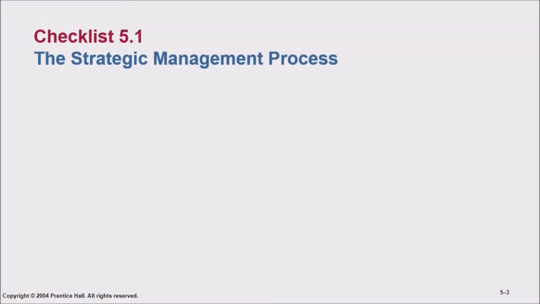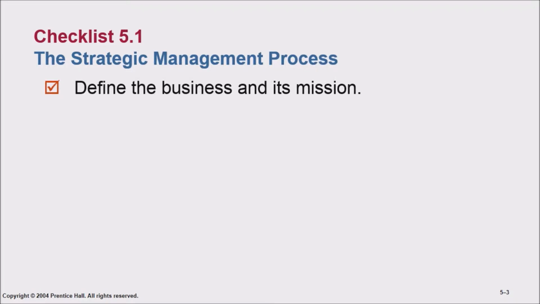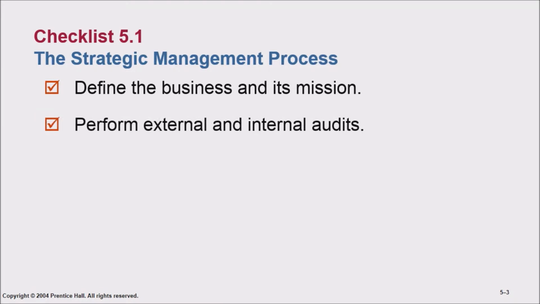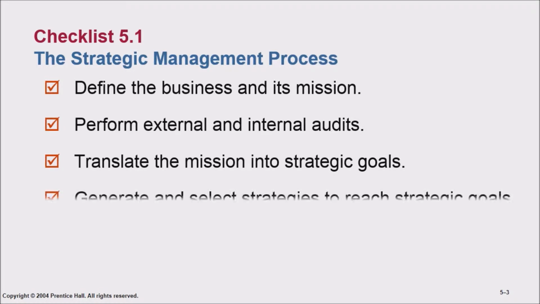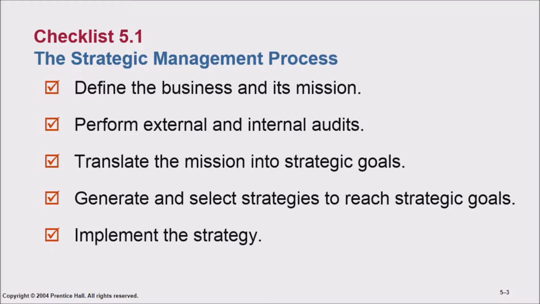Checklist 5.1. Following is the strategic management process. Define the business and its mission. Perform external and internal audits. Translate the mission into strategic goals. Generate and select strategies to reach strategic goals. Implement the strategy. And evaluate the performance.